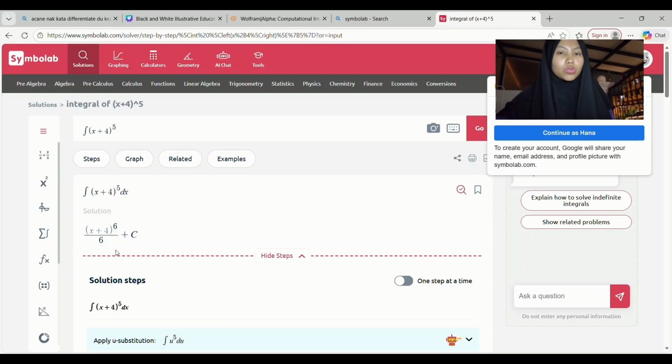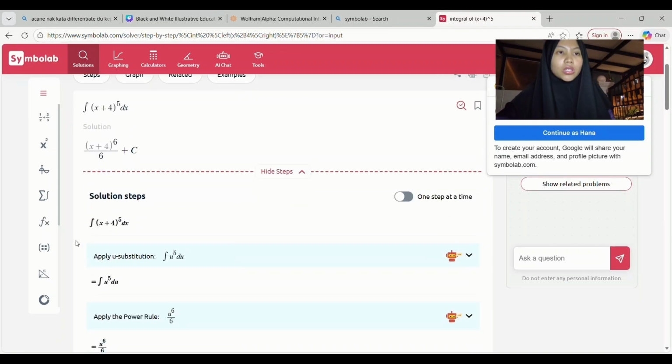And to solve this equation, I apply u substitution. So it will become the integration of u to the power of 5 du. How did it become this equation? Okay, I will explain it.